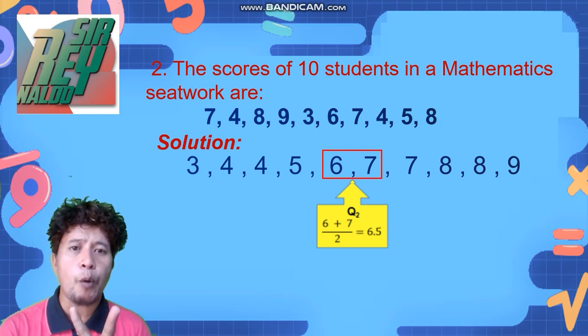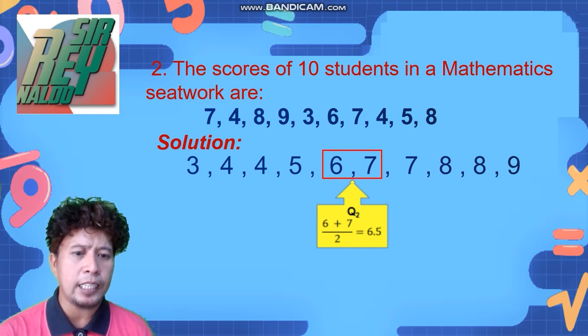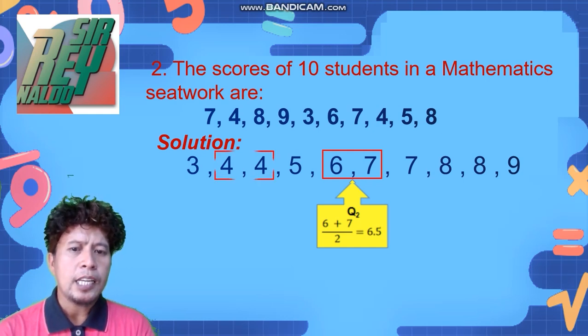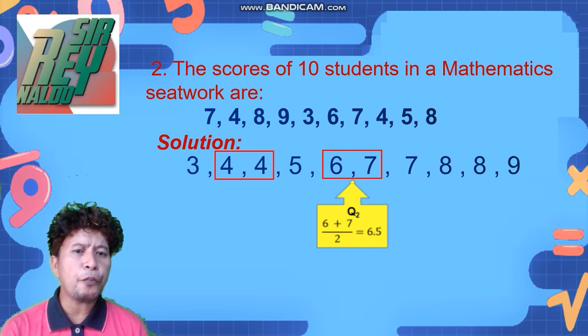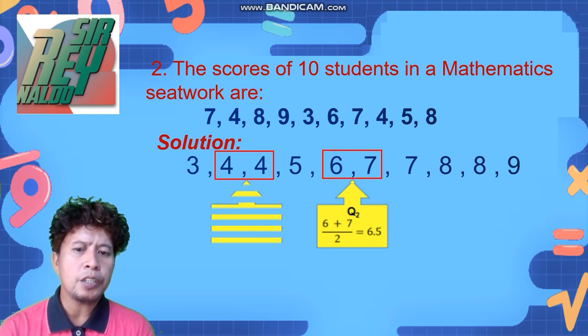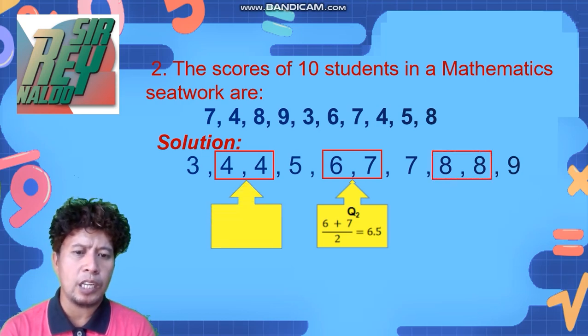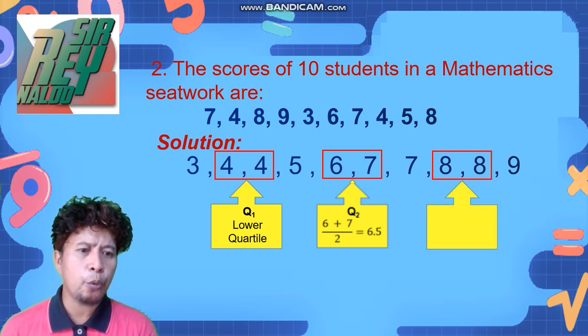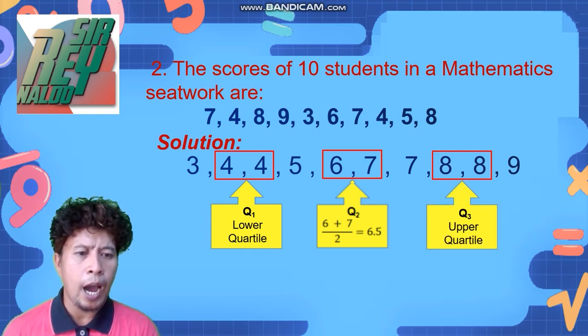Pinagsama natin yung dalawa, then i-divide natin. And that is 6.5. Okay, next. Likewise, 3, 4, 4, 5 is also an even distribution. So we have 4 and 4 divided by 2 is still equal to 4. That is our lower quartile. And so with the 8 and 8, our upper quartile.